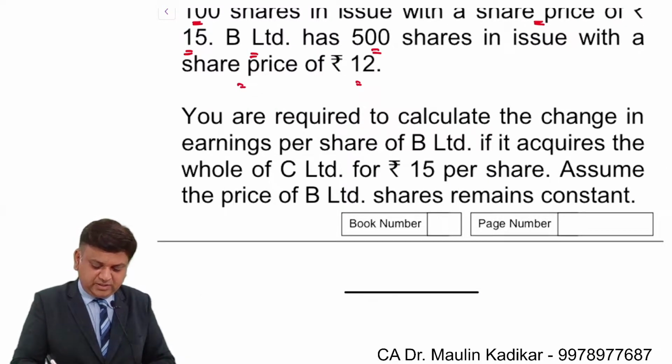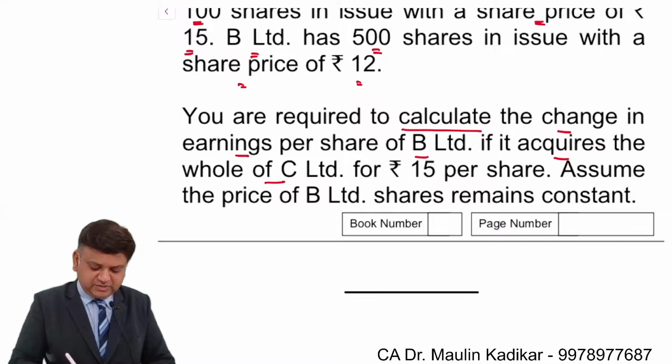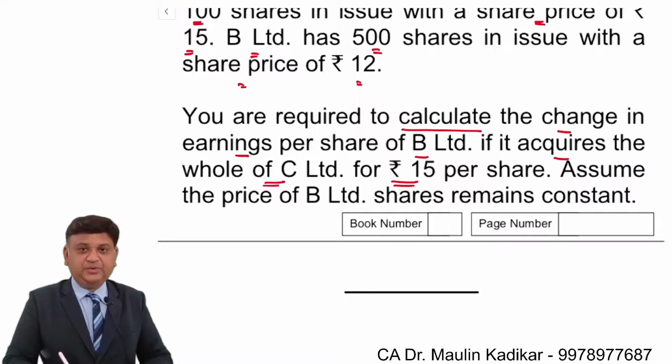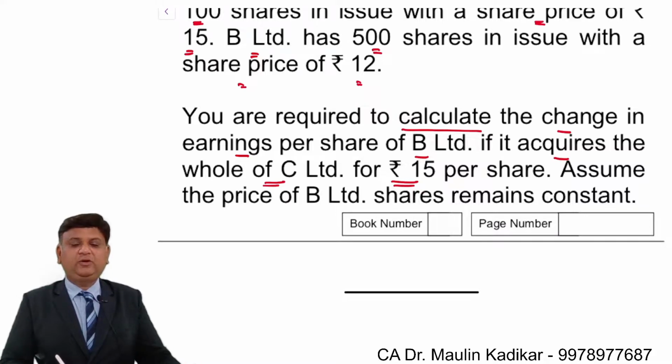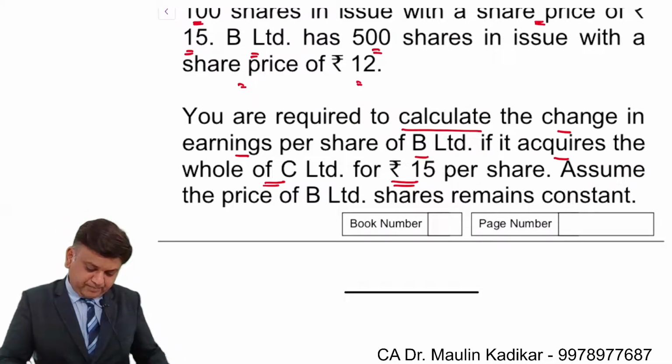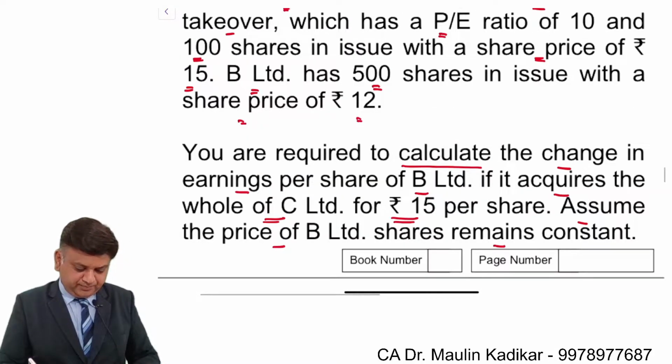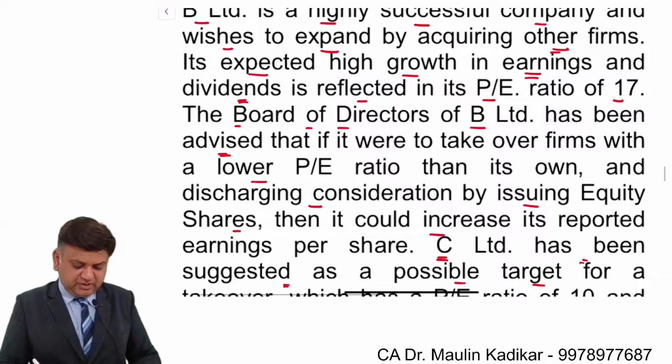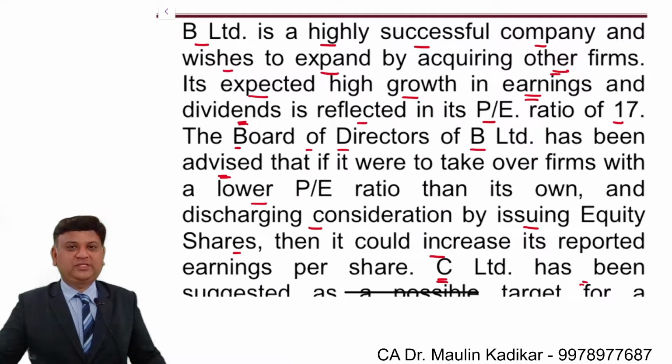You are required to calculate the change in earning per share of B Ltd, that is of the acquiring company, if it acquires the whole of C Ltd for rupees 15 per share. So we are required to compute what is the profit or loss to shareholders of B Ltd on acquisition of C Ltd. Assume the price of B Ltd share remains constant. I request all of you to go through the question and then we'll discuss how to answer.